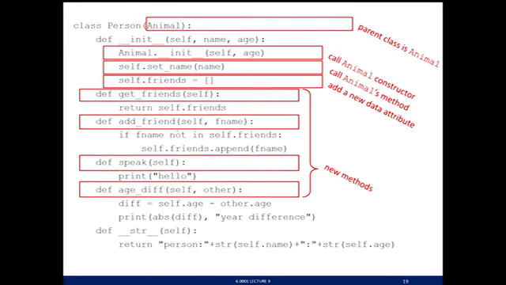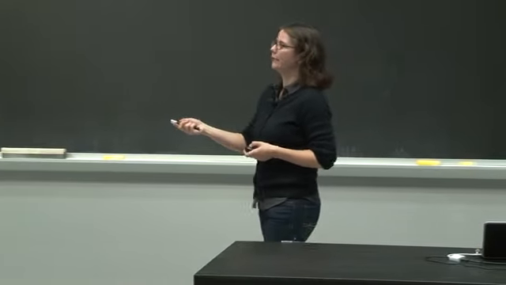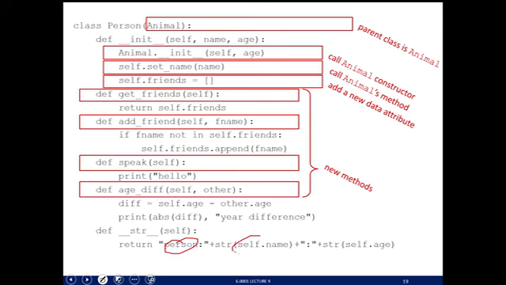The next method here is speak, which is going to print hello to the screen. And the last method here is going to get the age difference between 2 people, so that just basically subtracts their age and says it's a 5-year age difference or whatever it is. And down here I have an str method which I've overridden from the animal, which instead of animal : name, it's going to say person : name : age.